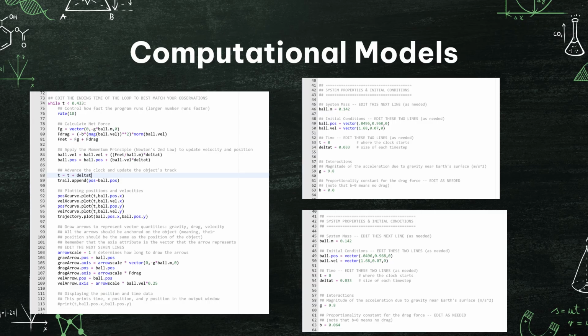2 models were made with this code, the only difference being the value of b. For the graph that didn't include drag, the value of b was 0, and for the graph including drag, the value of b was 0.064. This value was found using a plug-and-chug method, comparing the observed data to the computational graphs. Also on the bottom left, you can see the code for the vector arrows, which we'll see on the next slide.